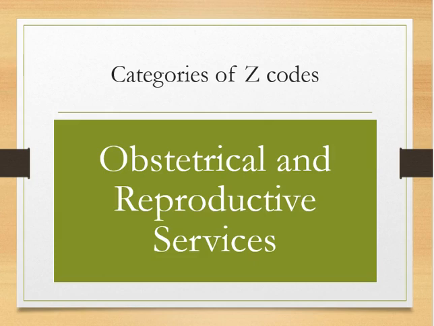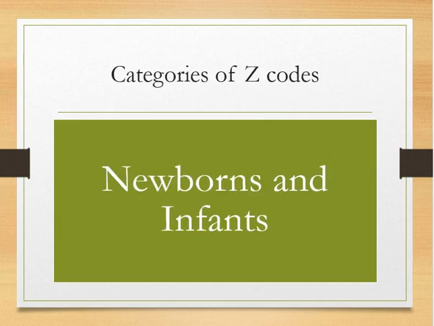We have contraceptive management code families. Again, take a look at the Z code section in your tabular list. Become familiar with those codes. All right, next up we have newborns and infants. Of note, we do have guidelines for newborns and infants.